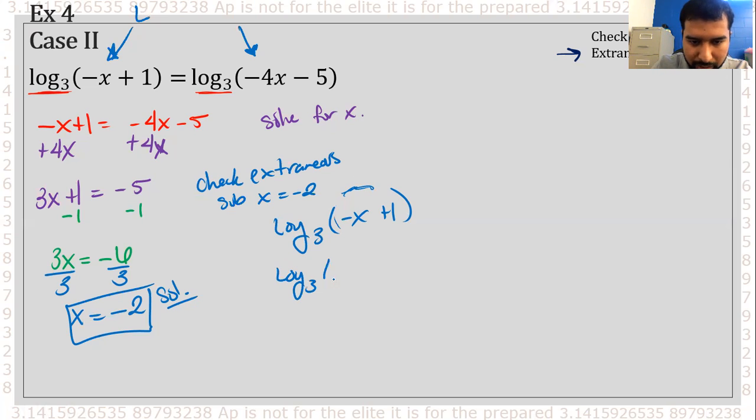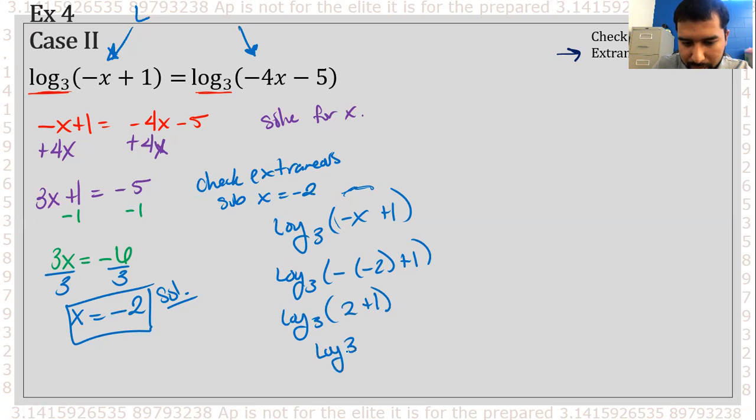Log base 3 of negative 2 plus 1. So we have log of 3, negative, negative made a positive 2 plus 1, which, look at that, is a log of 3, base 3. So this is good. I'm assuming the right-hand side is going to be a log of 3.